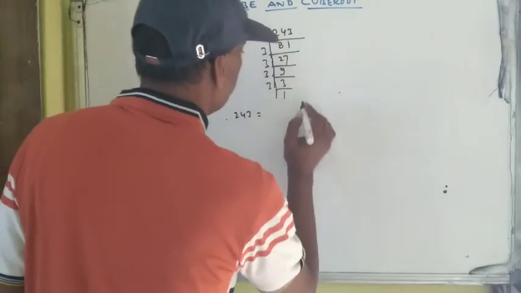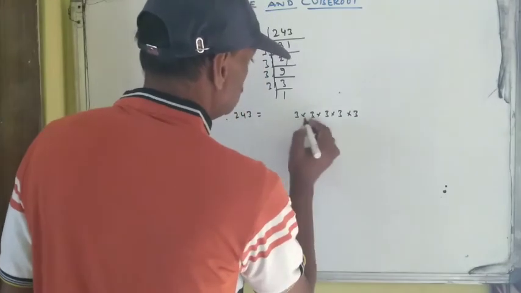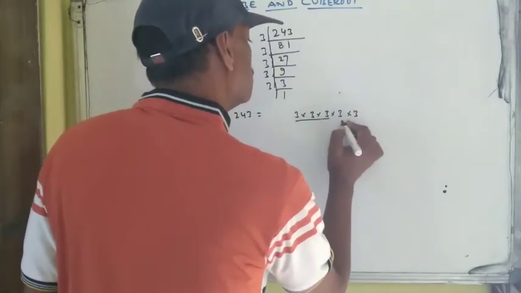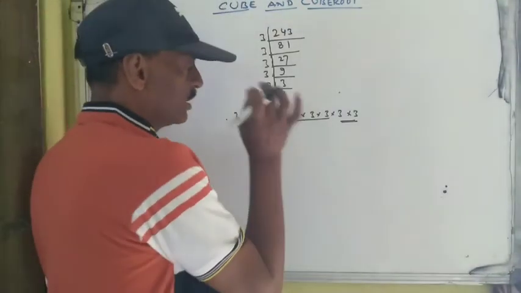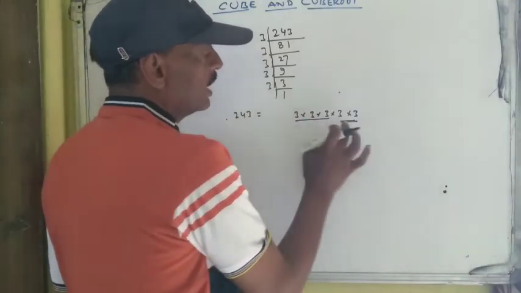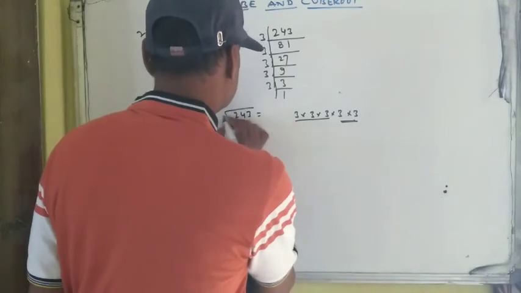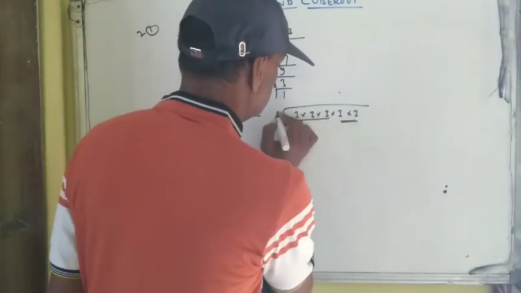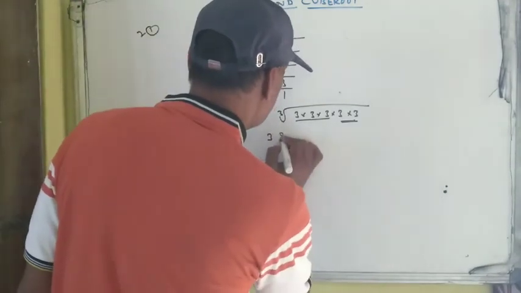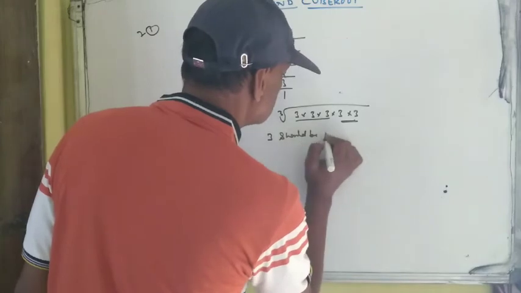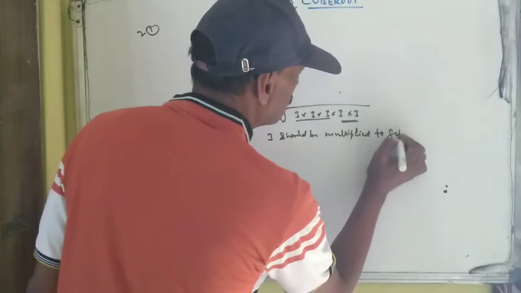One, two, three, four, five threes. So this 2 does not have perfect pairs of threes. The 3 appears three times, but this 3 appears only two times, so one more 3 is required here. So we will write that 3 should be multiplied to get a perfect cube.